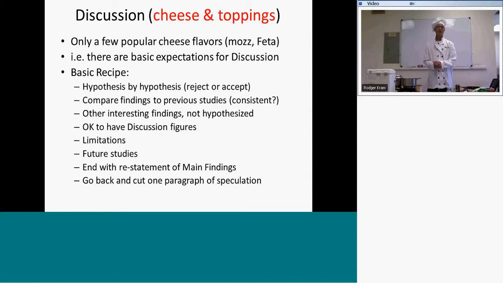It's okay to have figures in the discussion section. I've had people say that that's improper, but I say it's a good place where you want to explain something that wasn't just the basic data, but where you want to bring several graphs together to make some synthesis. So it's okay to have figures in your discussion section.